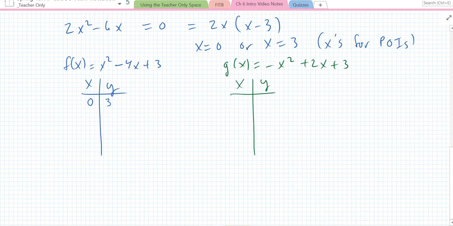Didn't switch colors. And then I'm going to go ahead and plug in nice numbers like 1 and 2 because it's not that hard. And I need to put in 3 because that's another point of intersection. I'm going to put in 3 into g of x, and that's going to give me negative 9 plus 6 plus 3. That means that's 0.